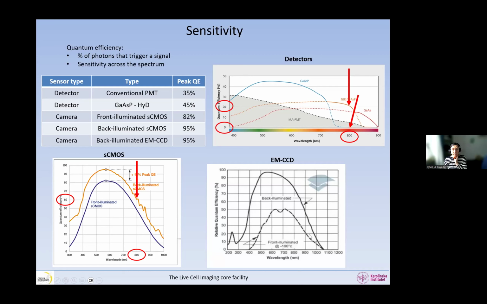So this is another type of camera, EMCCDs, and we can see that at 800, we have a very high quantum efficiency of 80%. So there's a big difference in the quantum efficiencies between different sensors and depending on where we look in the spectrum.